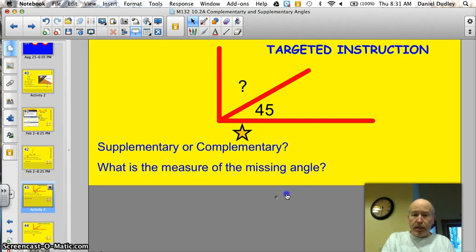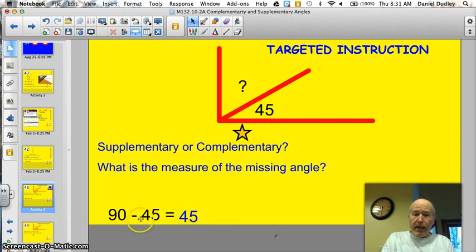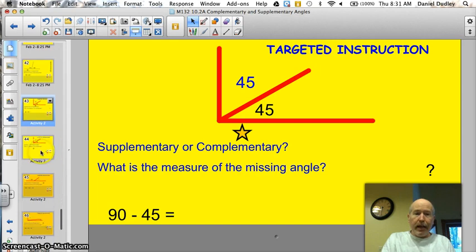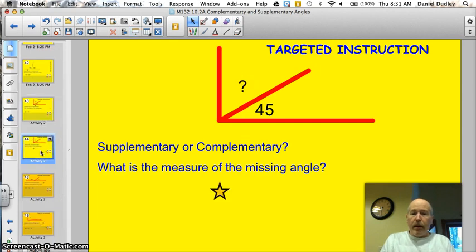Well, let's just do some simple math. We've got 90 degrees minus the 45 is going to give us that angle. And of course, that is 45. Those are equal angles. They both add up to be 90. So we pop that baby in. We know that it's 45 degrees, and we're done. Easy? I thought so. All right, here we go.